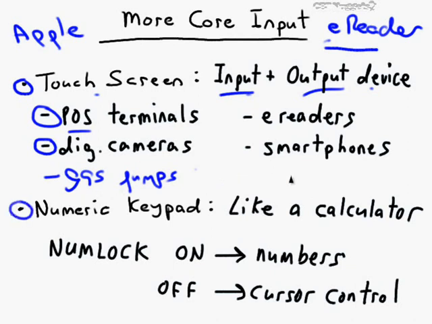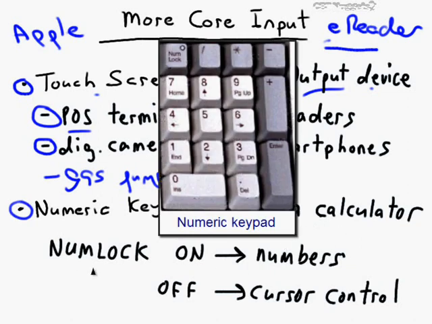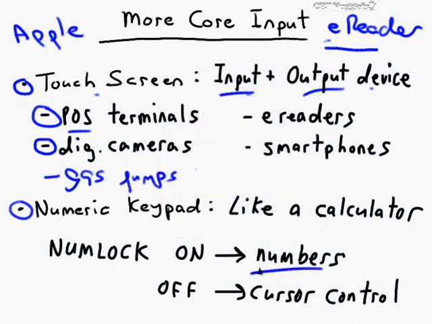I mentioned that you can use the numeric keypad like a calculator or like a mouse. The status of the numlock key is important here. If the numlock is turned on, you have your numeric keypad active proper to do number input. If you turn off numlock, you'll find that the numbers on the numeric keypad no longer work, but instead you can control the cursor on screen.